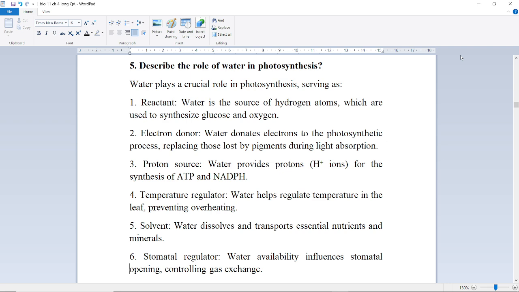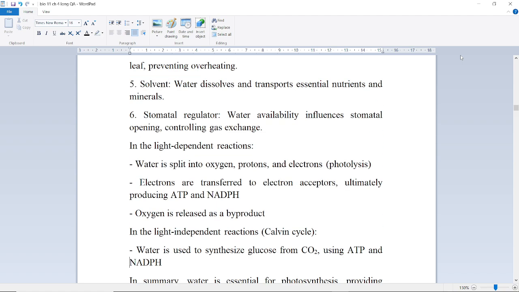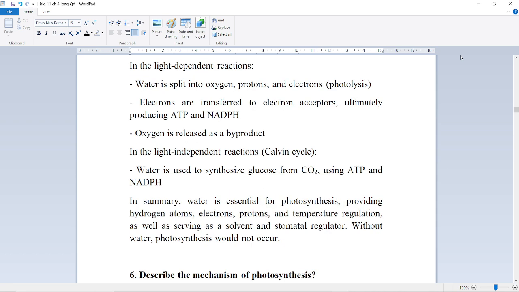Solvent: Water dissolves and transports essential nutrients and minerals. Stomatal regulator: Water availability influences stomatal opening, controlling gas exchange. In the light-dependent reactions, water is split into oxygen, protons, and electrons for photolysis. Electrons are transferred to electron acceptors, ultimately producing ATP and NADPH. Oxygen is released as a byproduct.